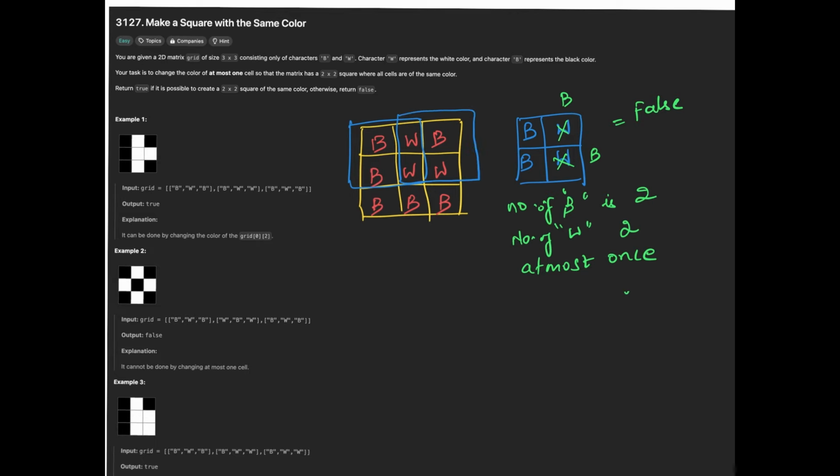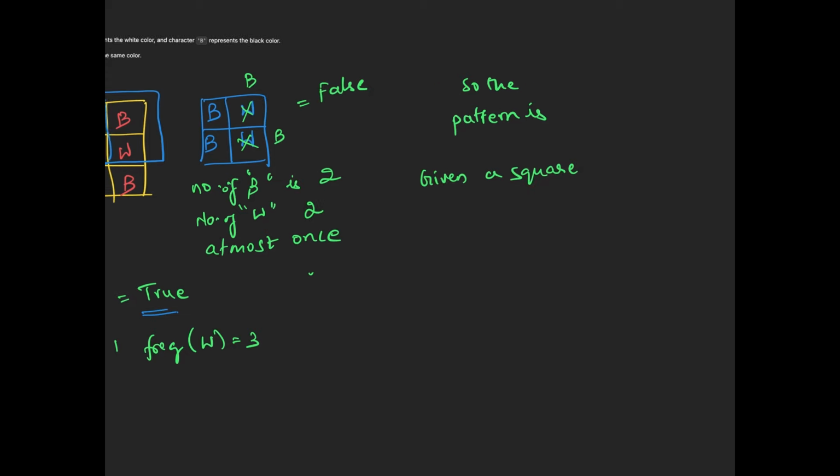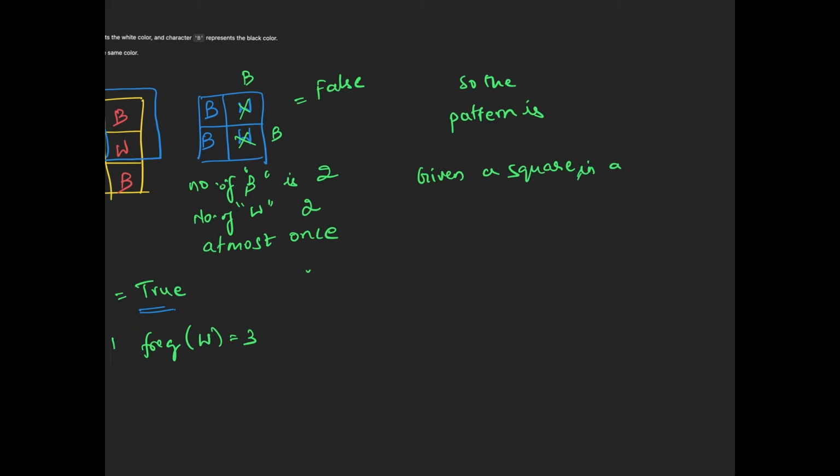So we go to the next 2x2 square. Here we just have one black square and we can change that to white color so that all the cells in the square have the same color. Since we are able to do this, we return true. Now we can conclude that we have to just count the occurrences of character B and character W for each 2x2 subgrid. And if the count is greater than or equal to 3 for at least one subgrid, we return true.